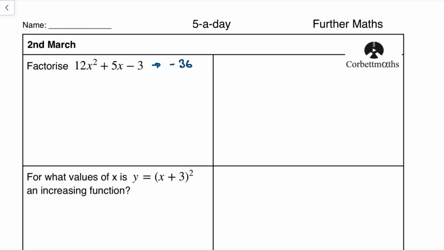So 36, or 12 times minus 3, is the same as minus 36. And that is the same as plus 9 times minus 4. And because plus 9 minus 4 is equal to 5, those are the factors that I want. I'm then going to break this down into 12x squared, so I haven't changed that. I split the 5x down into 9x minus 4x minus 3. Then I'm going to factorise this bit here, which is going to give me 3x(4x minus 3).